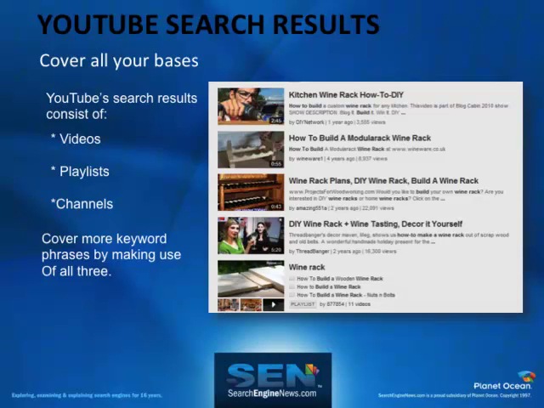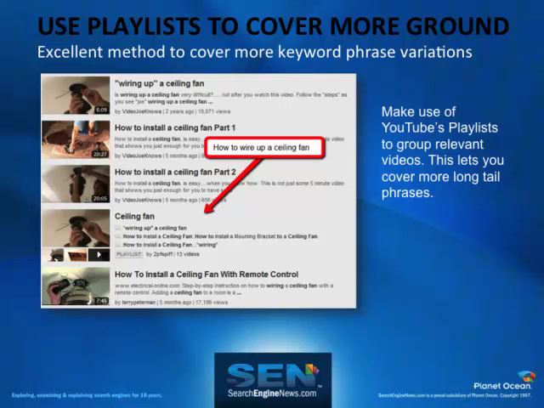Make sure to cover all your bases. YouTube search results consist of videos, playlists, and channels. You can cover more keyword phrases by making use of all three of these tools. This is an example, and we're going to get into this wine rack thing. It's kind of an interesting discussion as we keep moving on. But say that you had a wine rack video. Notice that you've got playlists showing here just as well as videos themselves. So you can rank for things other than just the video itself. You can cover more ground with these, and it's one way to get more keyword phrase variations.